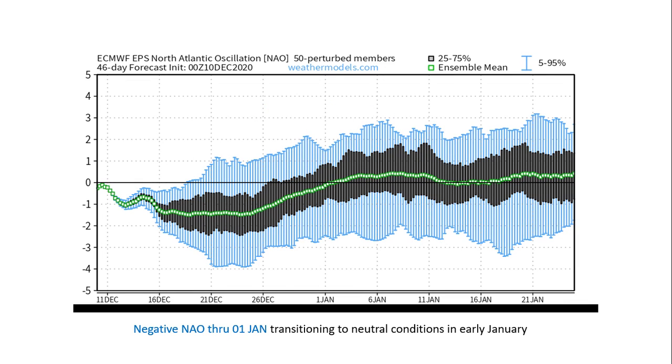The European EPS NAO 50 perturb members, now this one extends out to late January, this particular ensemble model run. The green line indicates the ensemble average between all the members, staying negative all the way to around the 1st of January for the NAO, and then slightly positive, and then back towards the zero line there, 11 to 16 January, going more neutral. So generally negative through the 1st of January, and then transitioning to neutral in early January.